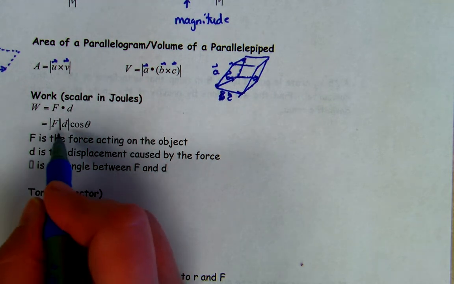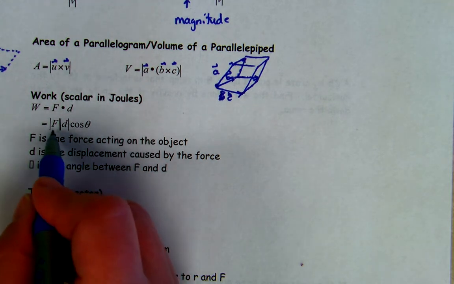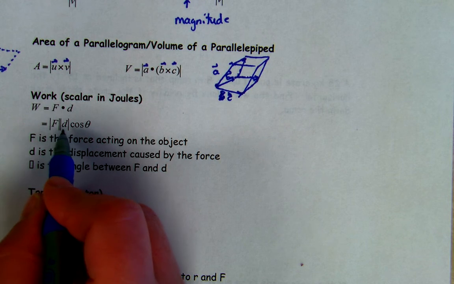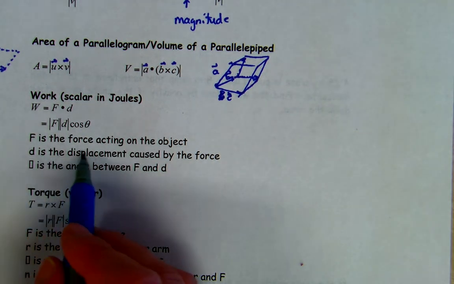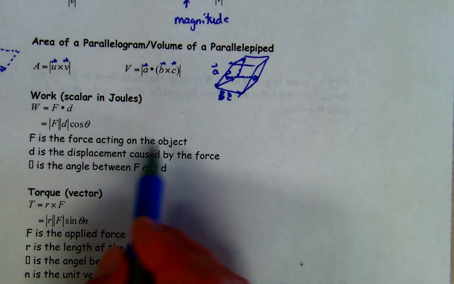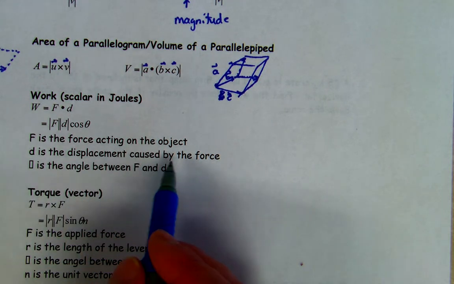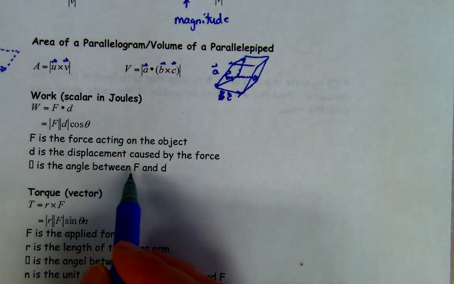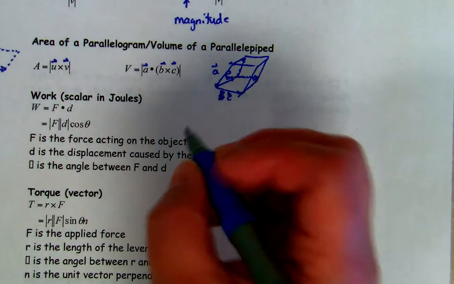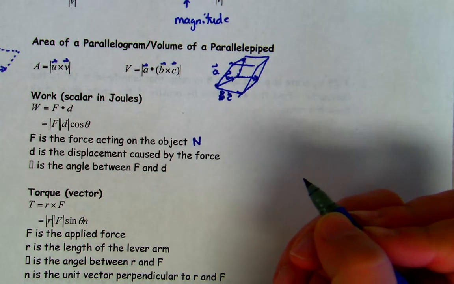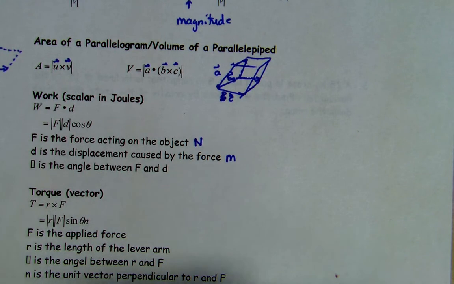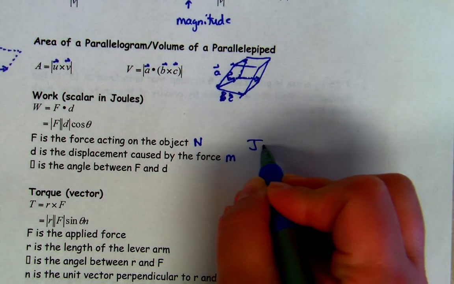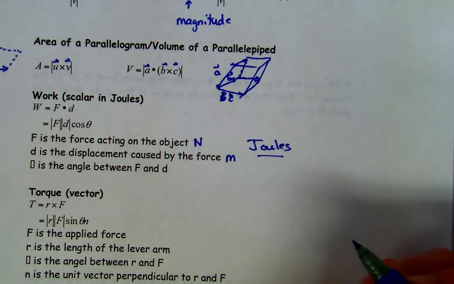But we also have a formula for dot product that is the magnitude of F times the magnitude of D times cos theta, where F is the force that's acting on the object, D is the displacement, and theta is the angle between the force and the displacement. So the force is going to be measured in newtons, and the distance is going to be measured in meters, and that will result in a unit that we've called joules.